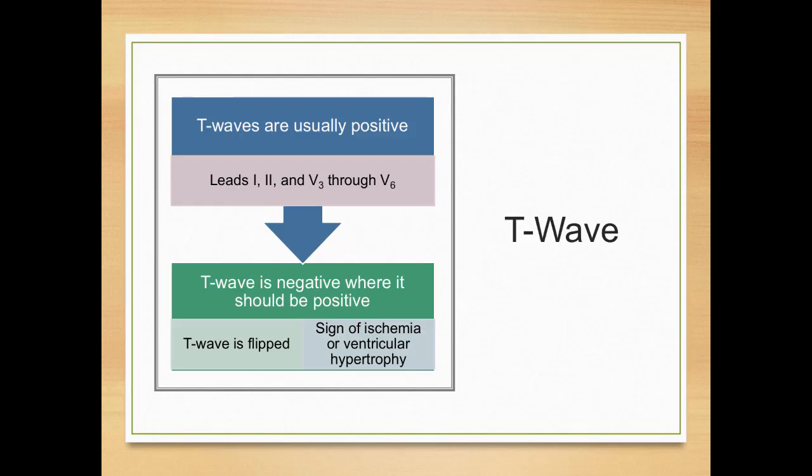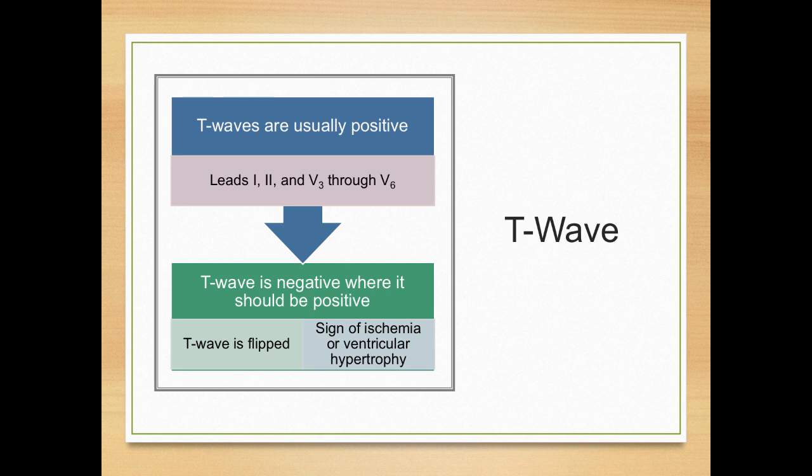Your T waves should be positive in leads 1, 2, and then in our precordials V3 through V6. In the other leads, they can be negative, they can be biphasic, they can be positive, they kind of fluctuate a little bit, but in those leads, they should be positive. And when we have a T wave that is negatively deflected where it should be positive, so I'm looking at lead 1, my T wave should be positive. But if it's a negatively deflected T wave, I'm going to say that T wave is flipped. So I have a flipped T wave. I've got this negative T wave.